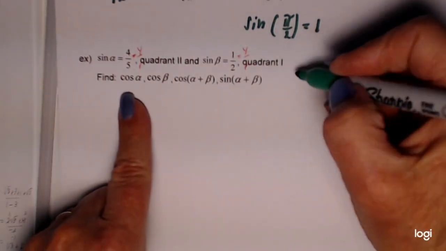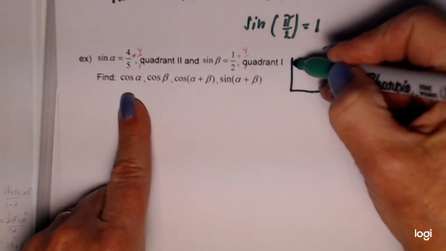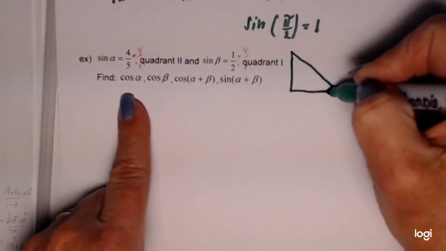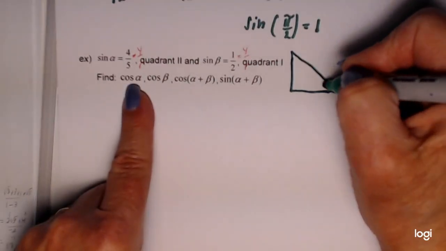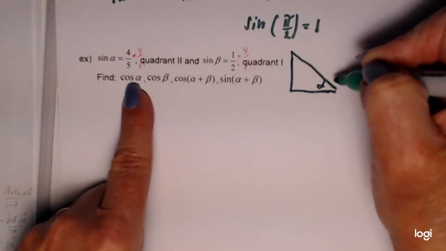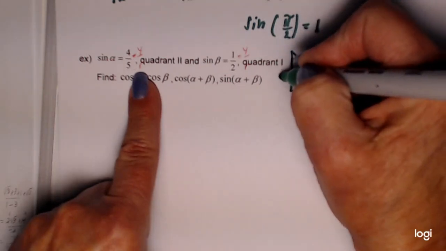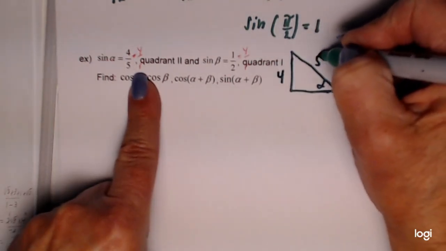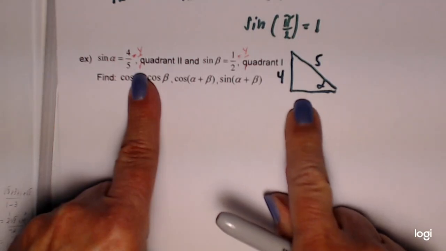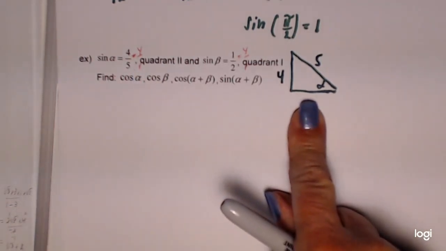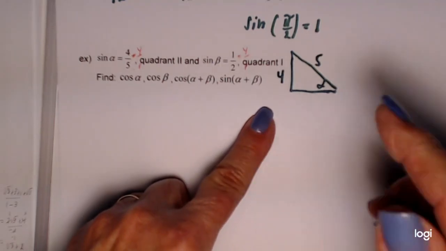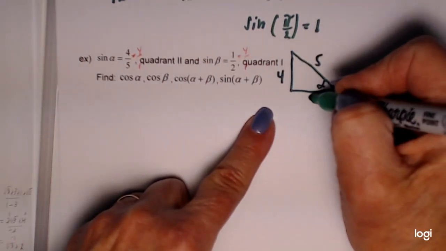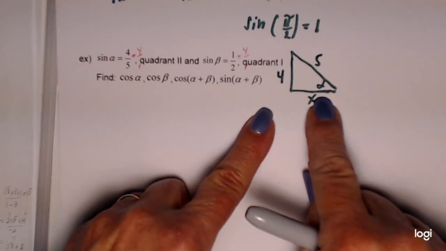So here we have a triangle, and this is going to be our angle. Here is going to be our alpha. And y, this is going to be 4, and our hypotenuse is 5. And we need this information here. So we can do this using the Pythagorean theorem. Here I'm going to call this adjacent side x.